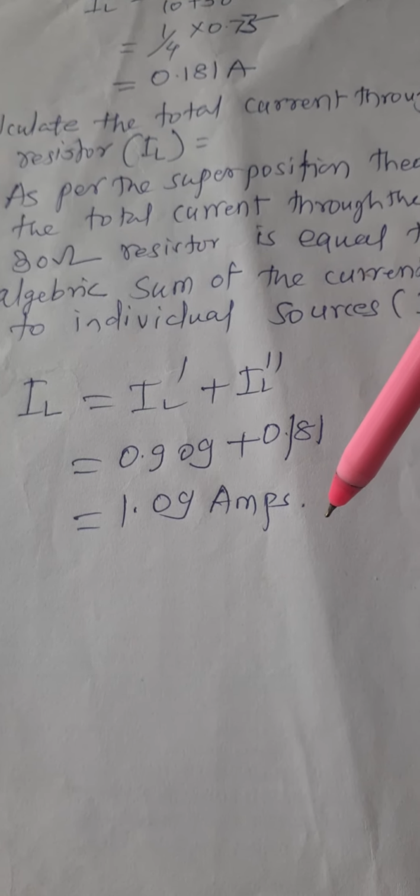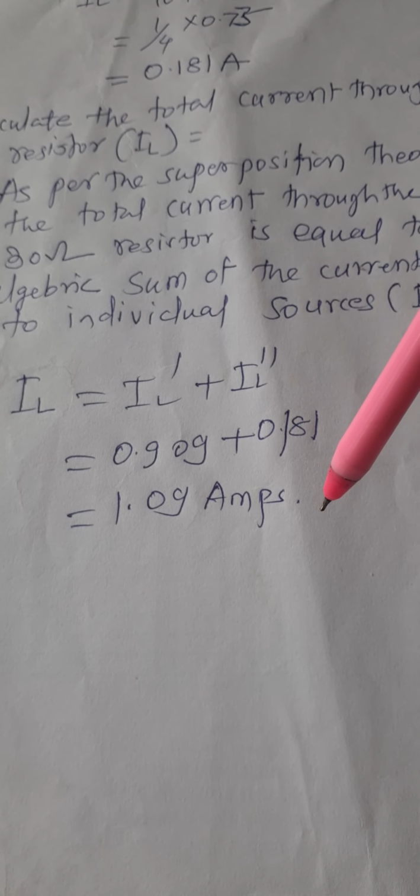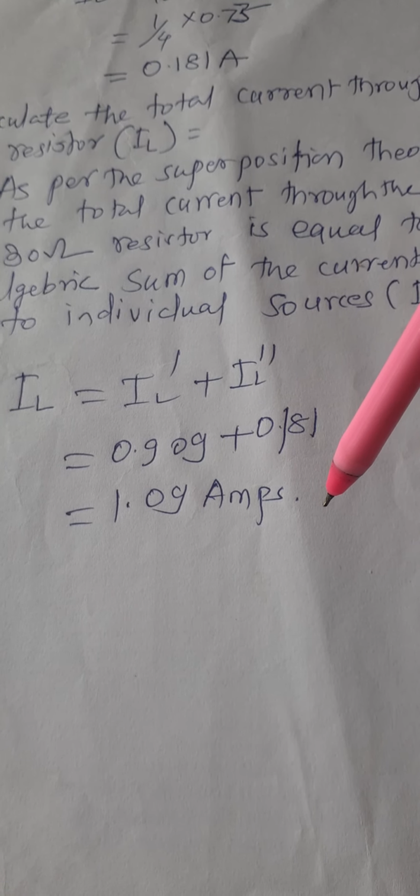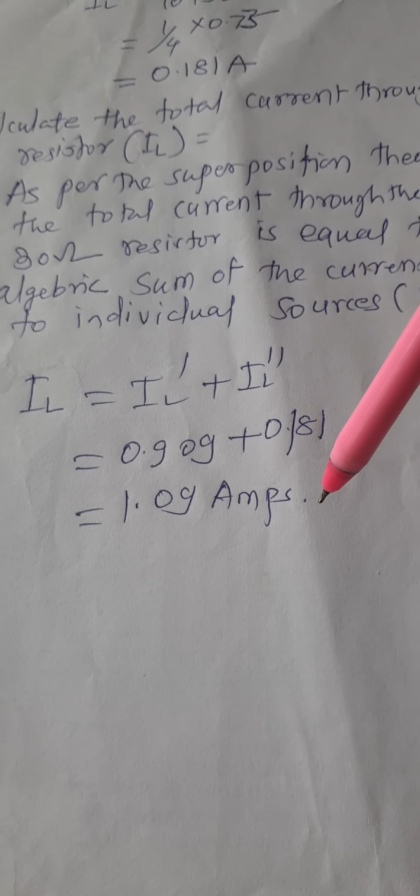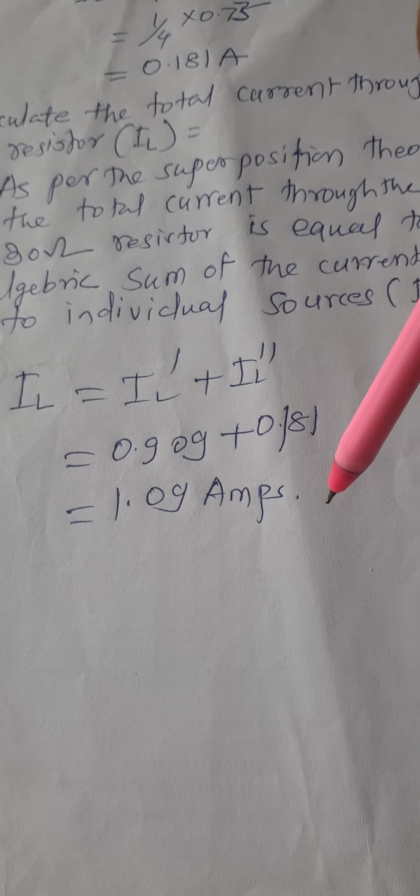So you can solve many problems this way. The superposition theorem gives you the response in any resistance due to sources acting individually, and by taking the algebraic sum of them, you will get the total response in the circuit.